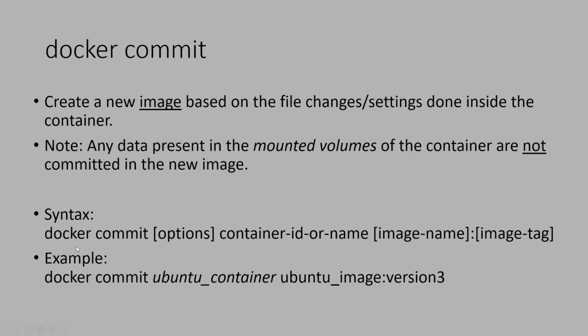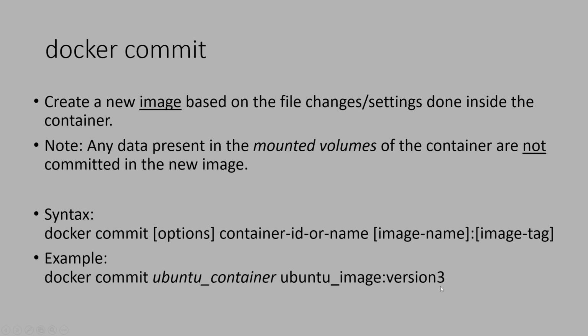The Docker commit syntax is as follows. We have the Docker commit. If there are any options, we can provide them here. Provide the container ID and the image name and the image tag. For example, we can do Docker commit, take this Ubuntu container and convert it into a new image called ubuntu-image with the image tag as version 3.